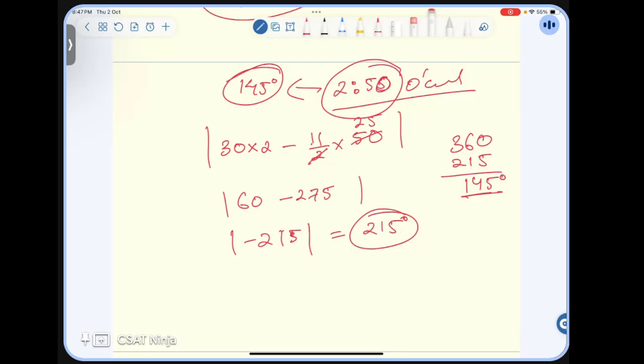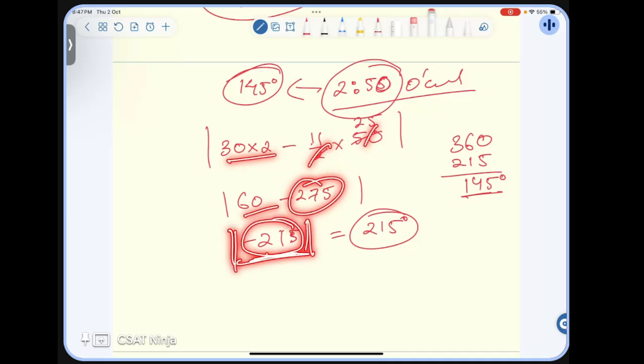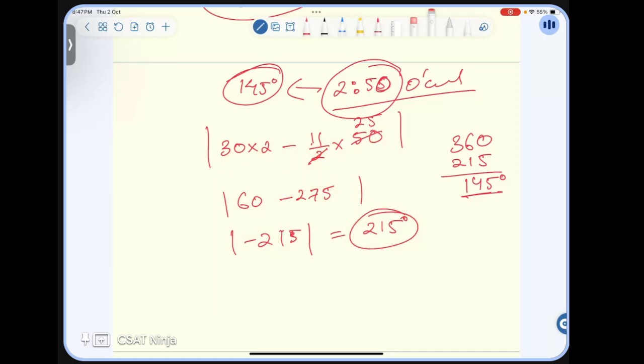I'll tell you that the hour here is 2 and the minute here is 50. So I'm multiplying this 2 and cancelling this, and after that we are getting 215 here. I'm putting a modulus sign, which means every value inside it will come out as positive. So we are getting 215 here. Since this value is more than 180, from 360 I'm subtracting 250 to get the value.